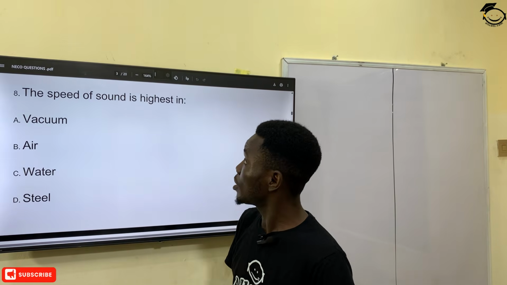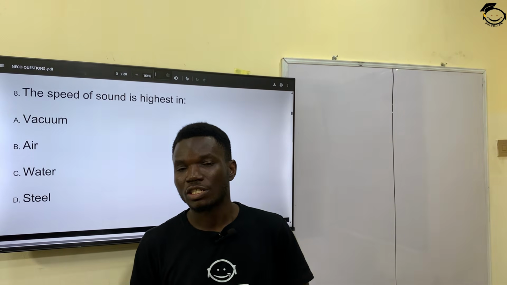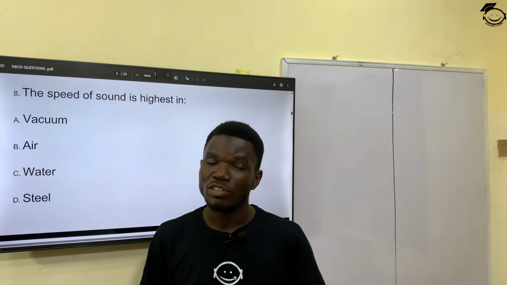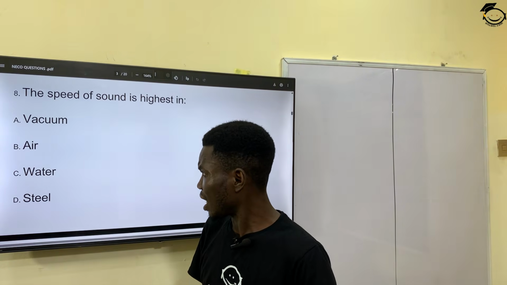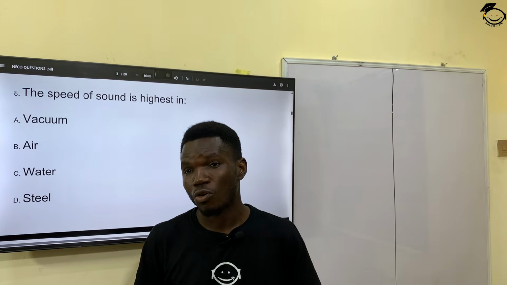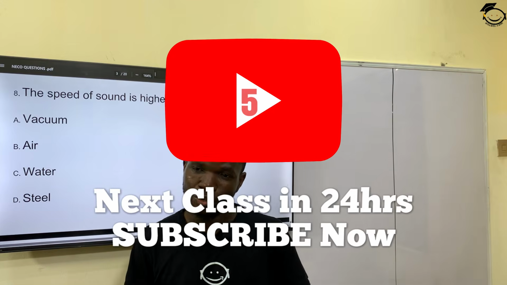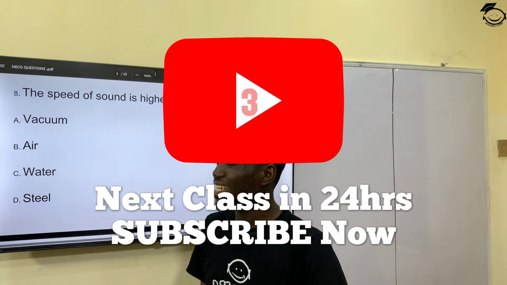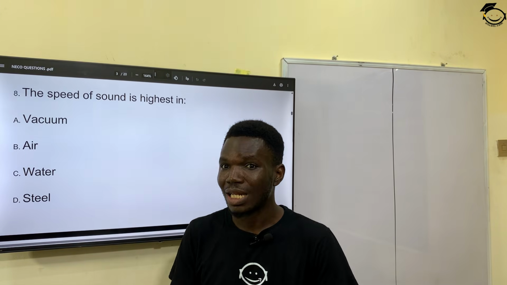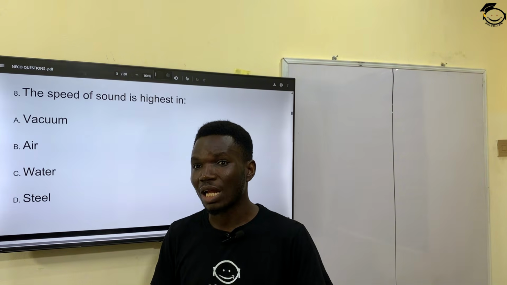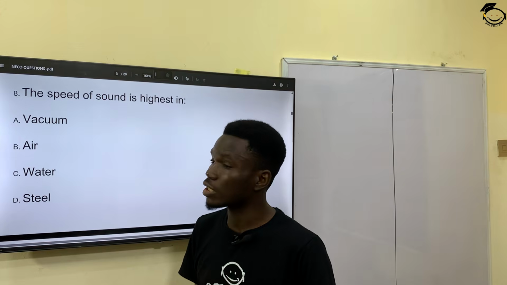That takes us to question number 8. Question number 8 says the speed of sound is highest in dash. The speed of sound is highest in steel, because in air the speed of sound is about 343 meters per second, and in water it is about 1480 meters per second, while in steel it is about 5800 meters per second. So it is highest in steel because the particles are packed together. Because the particles are packed together, the sound can easily travel from one particle to another, and hence it is highest in steel, which is option D.